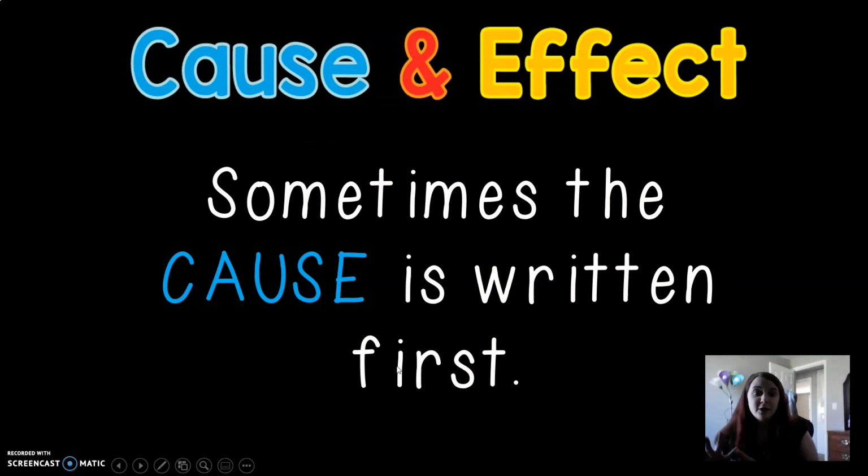Sometimes the cause is written first. Sometimes it's written second. This is why cause and effect is so confusing, because it can go in either part of a sentence. For example, I went to the store to buy cat food. That's the why, so my cat can have something to eat. So my cause was I went to the store to get cat food so that my cat can eat. Well, I could flip that around.